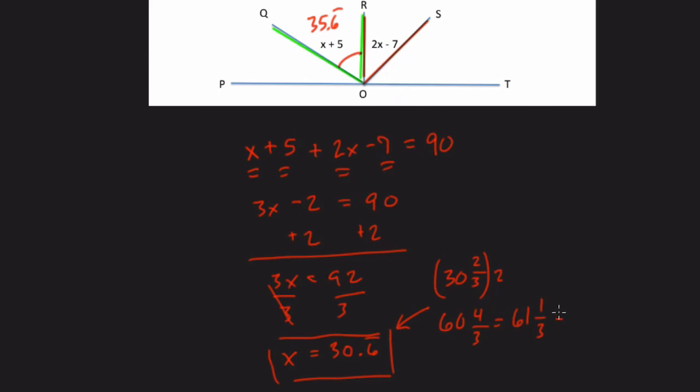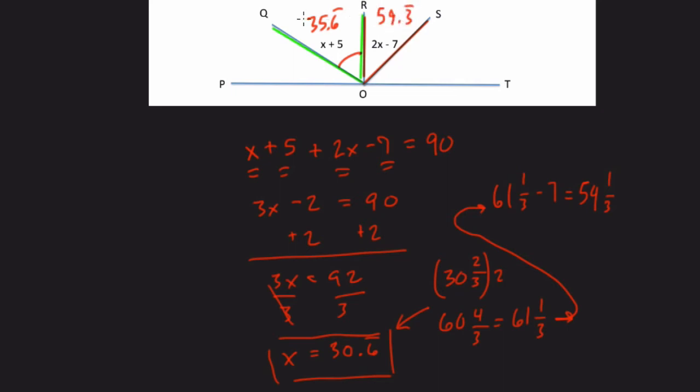Minus 7. Alright, so then we say, okay, we have this. Let me write it up here now. You have 61 and 1/3 minus 7. So what is 61 minus 7? We'll take 1 away and then 6 more away. That's right, we get 54, right? So 54 and 1/3. So this is 54 and 0.3 repeating, right?